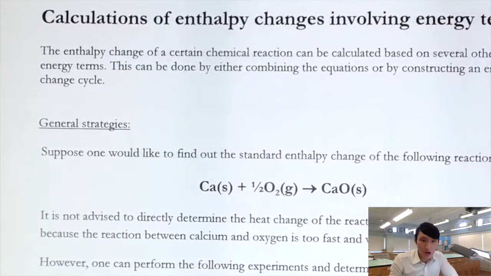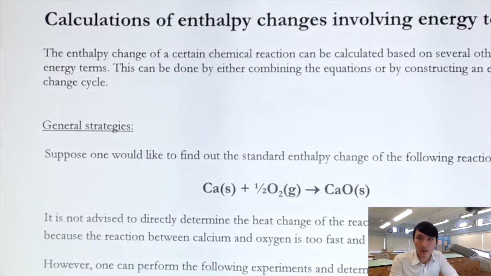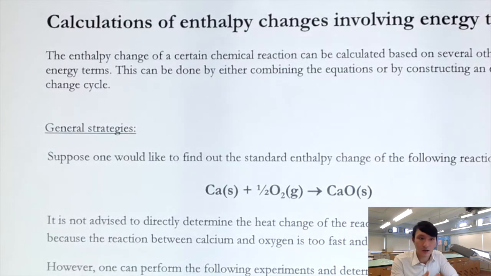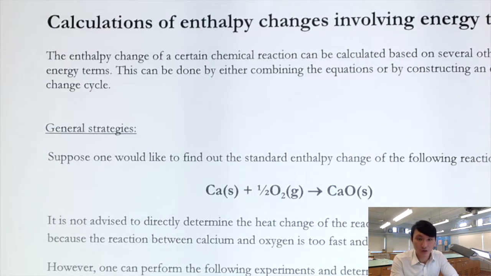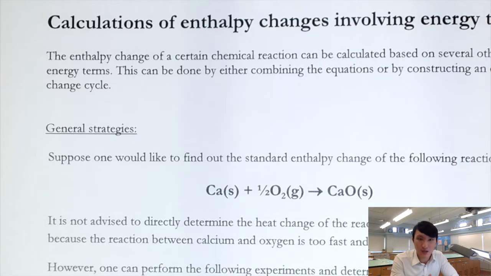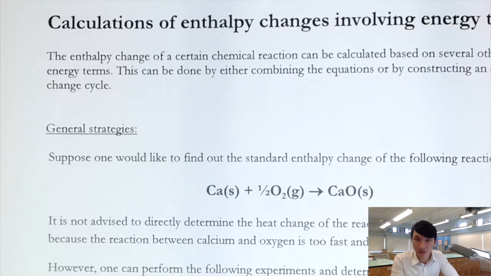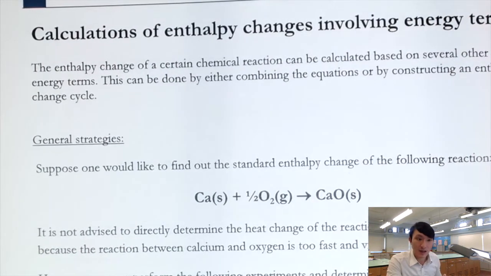Right, so far we know how we can make use of Hess's law, so that if you are given two or more equations, two or more enthalpy terms, then you can make use of these to either construct an enthalpy change cycle, or by combining these equations, we are able to find out the enthalpy change of a certain reaction. Now, in this part, we want to do more practice and talk more about the strategy, how we can make use of different enthalpy terms to get what we want.